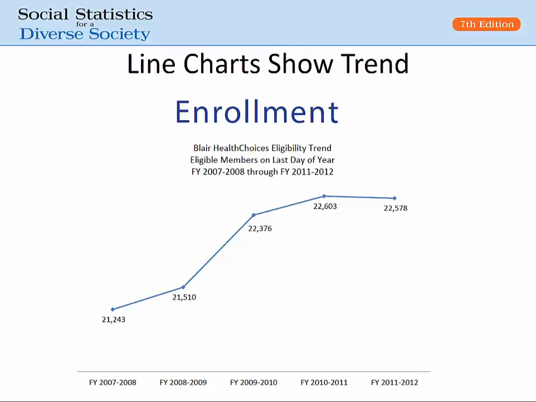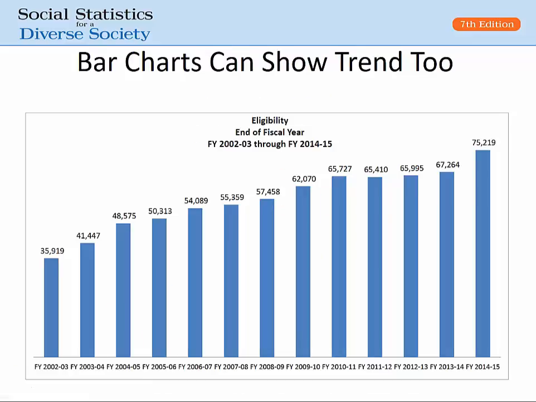This is from an annual report that I created for a county who keeps track of the people in their Medicaid program. And so you can see along the bottom, back in 2007, 2008, we had a total of 21,243 people. And by FY stands for fiscal year. Between fiscal year 2011 and 2012, it went up to 22,578 people. So we're counting frequencies, and we're plotting them on a chart and connecting them by a line. We can use bar charts to show trend too.